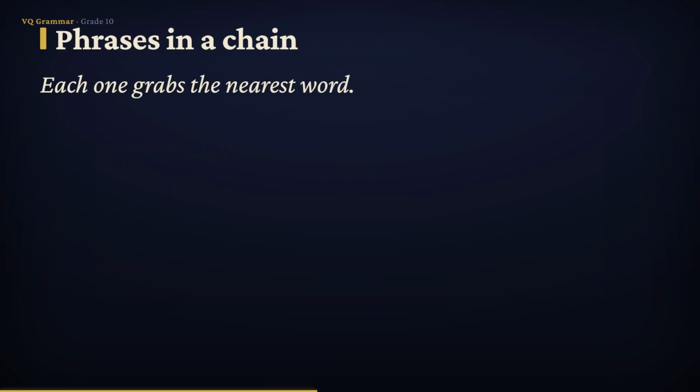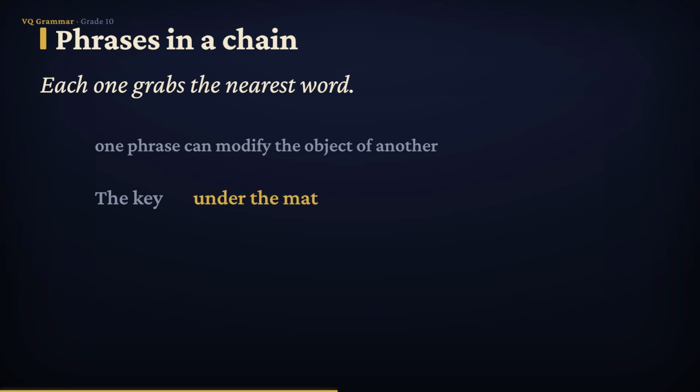Prepositional phrases love company. One phrase can modify the object of another phrase, and they stack up into a chain. Watch this sentence. The key under the mat on the porch is rusty. Start at the beginning. The key is what we are talking about. Then the first phrase, under the mat. Then a second phrase, on the porch. And the sentence ends, is rusty. Now, which key are we after?